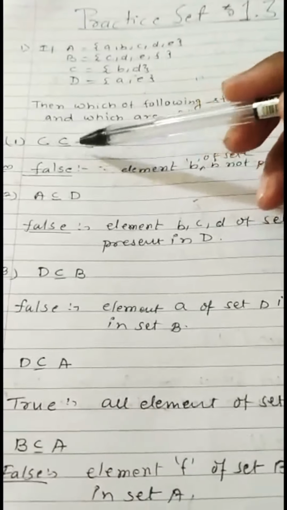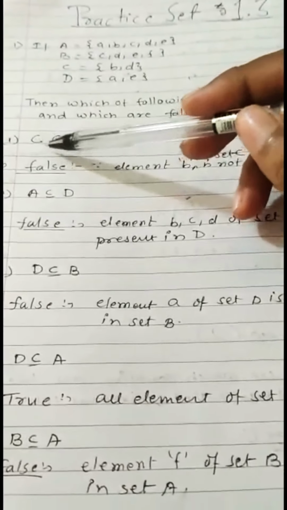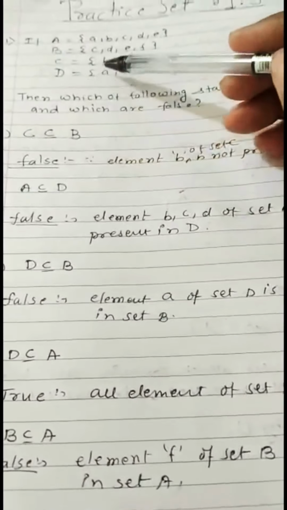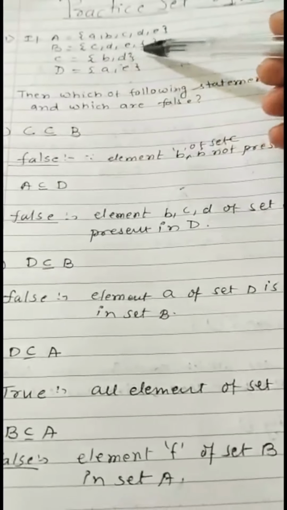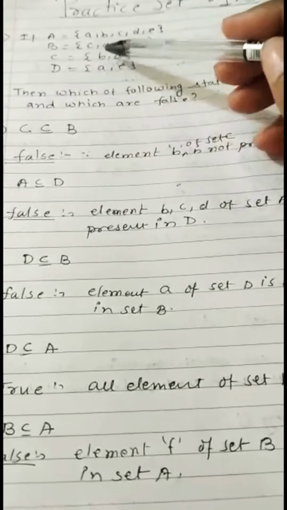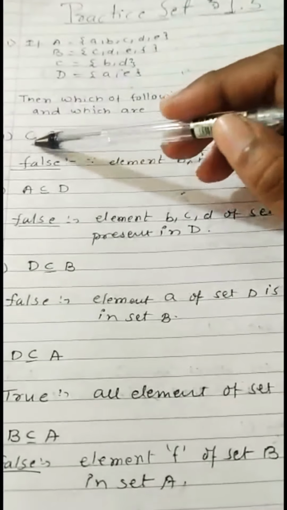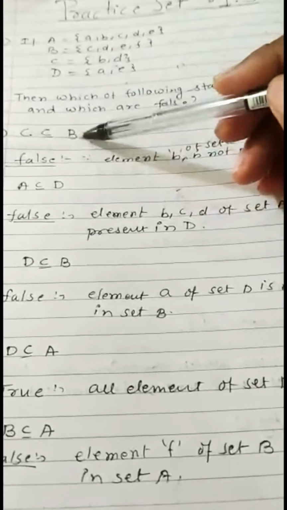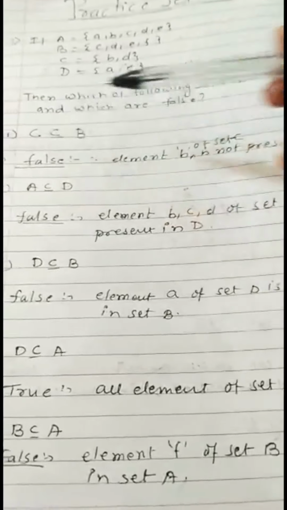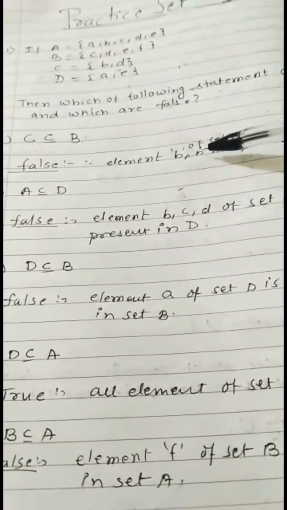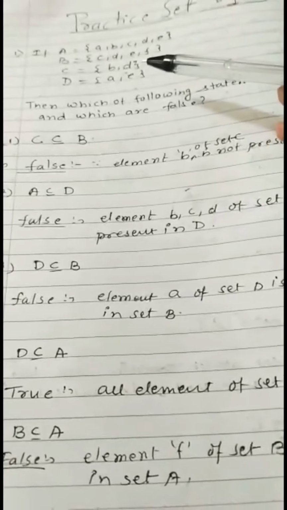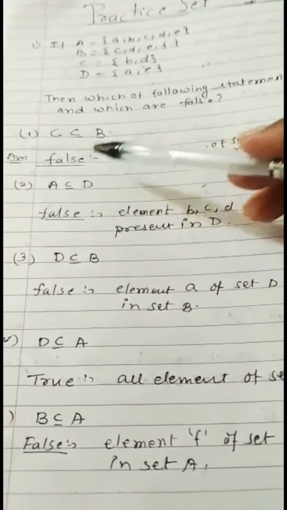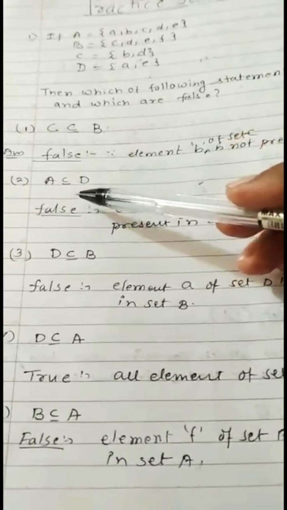First statement, C is a subset of B. Observe the elements of C. C has b and d. B has c, d, e, f. Observe, d is there but b is not there. It means all the elements of C are not in B. That means it is false, because the element b is present in C but not in B. So C is not a subset of B. The statement is false.